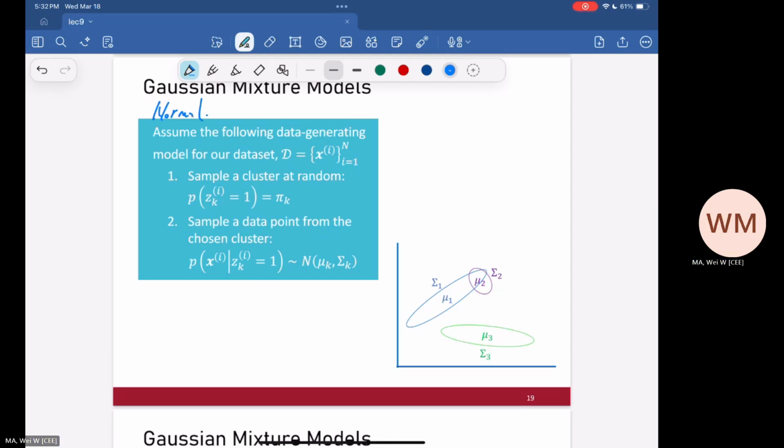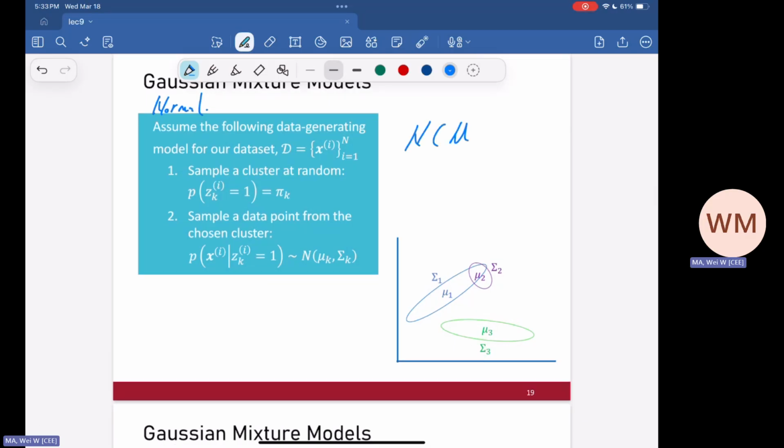Okay, so here you can see that if we have three clusters, then we have three Gaussian distributions, each with mu and sigma. You know what a Gaussian distribution is, right? Normal distribution, mu and sigma. Usually it's multidimensional. I don't know why people just call it Gaussian.